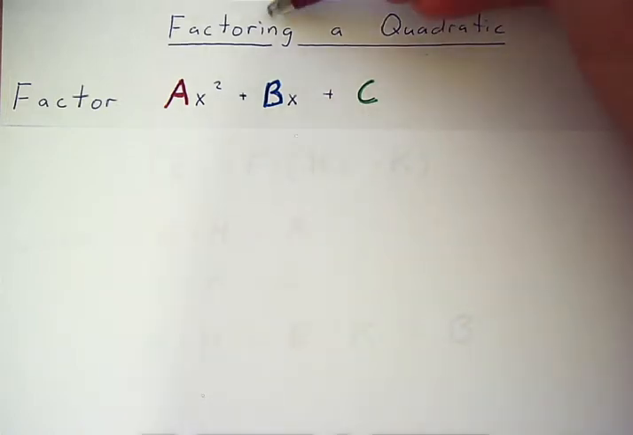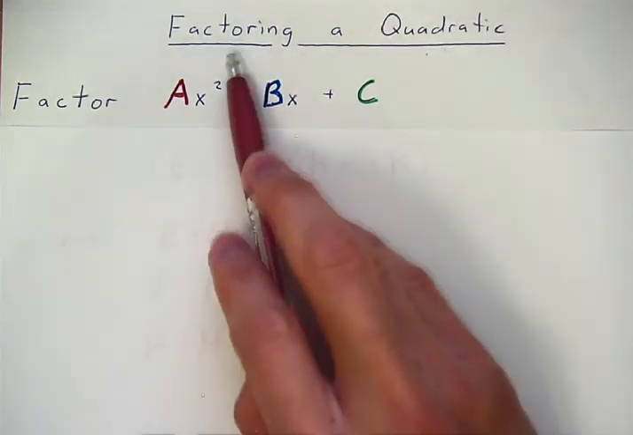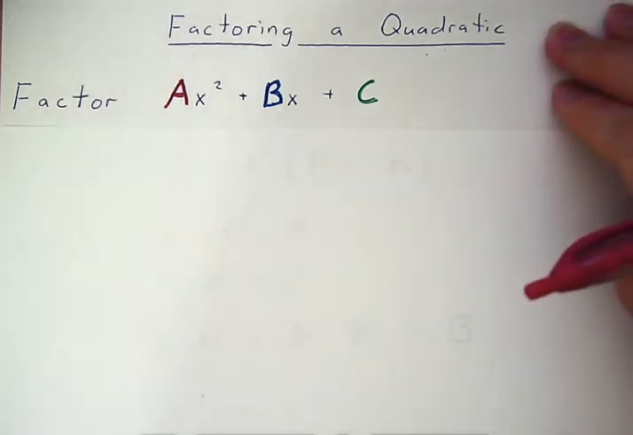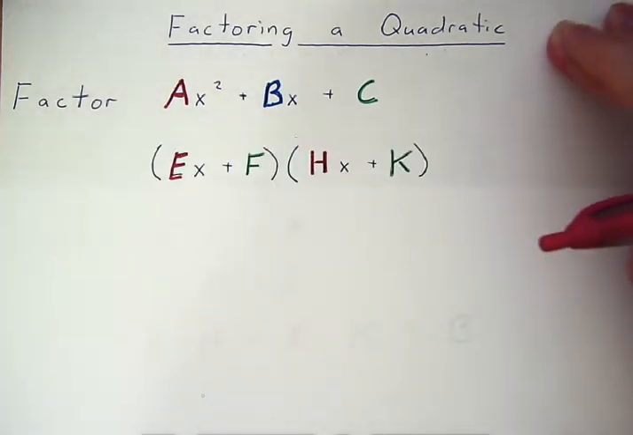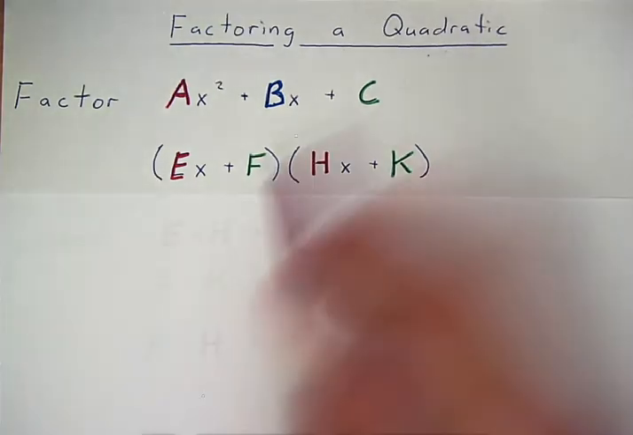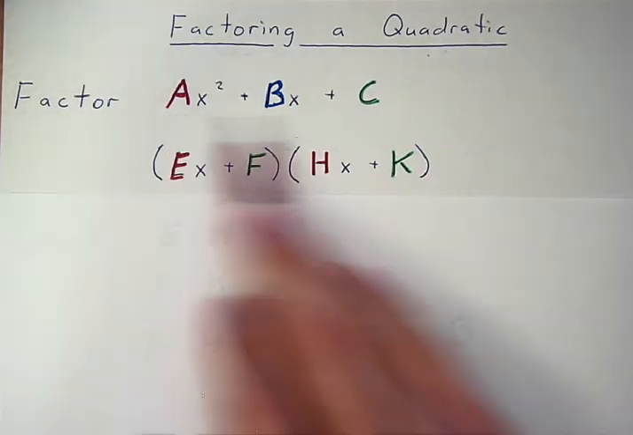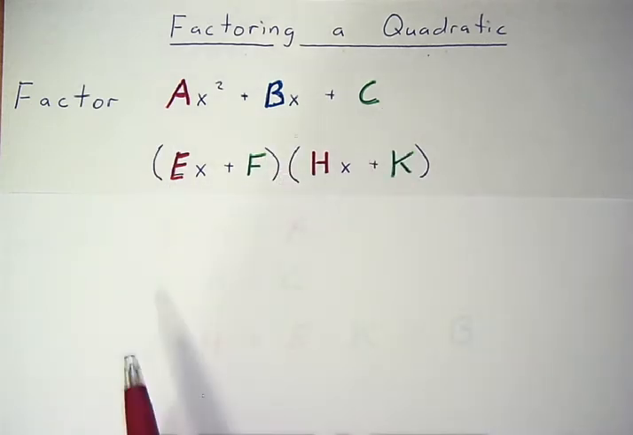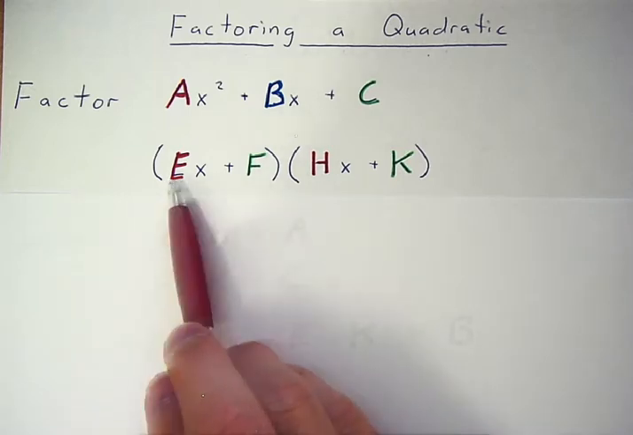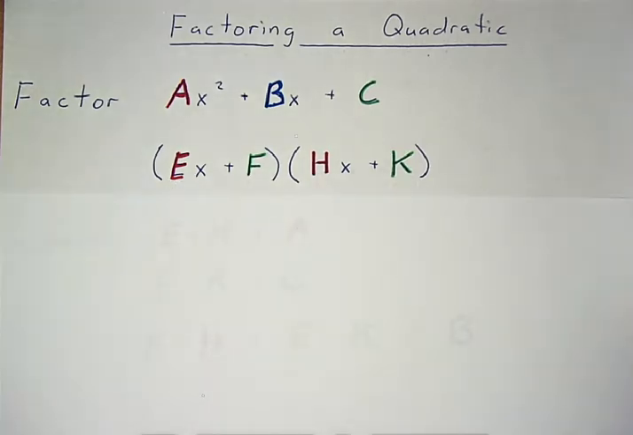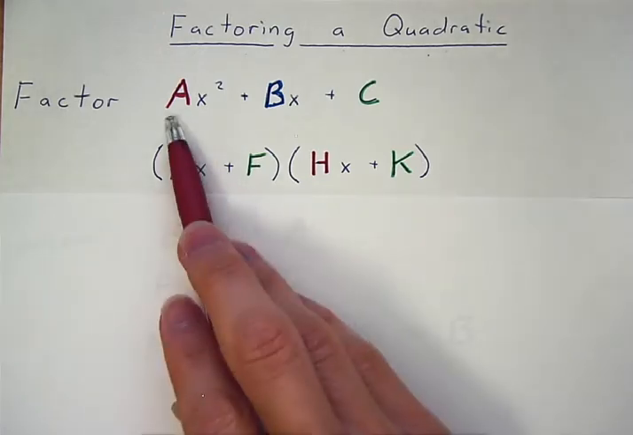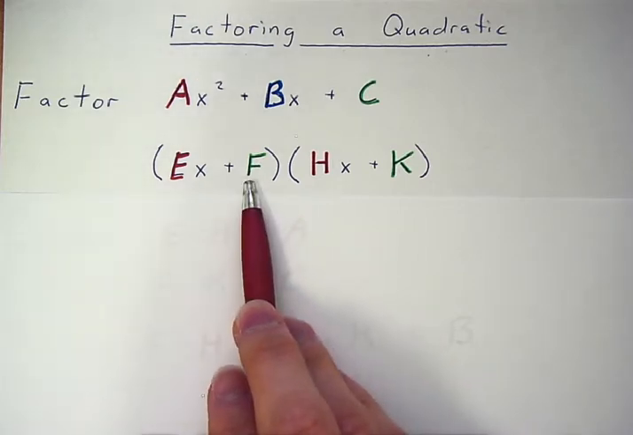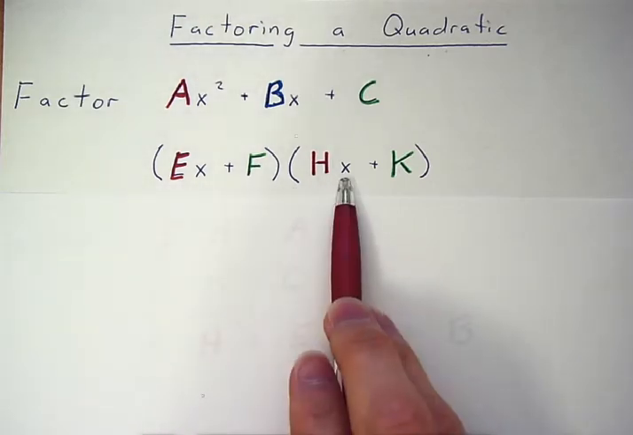This word here, factoring or factor, means to change it to be something times something. So for example, if you're asked to factor this, they're asking you to change it to be this parentheses times parentheses, where here capital E, F, H, and K are numbers. So you're trying to change this quadratic into a number times x plus a number, multiplied by a number times x plus a number.